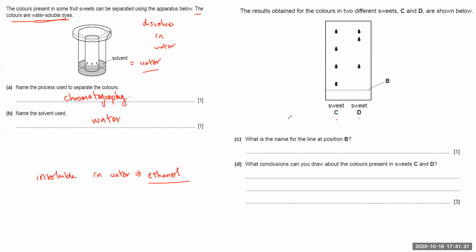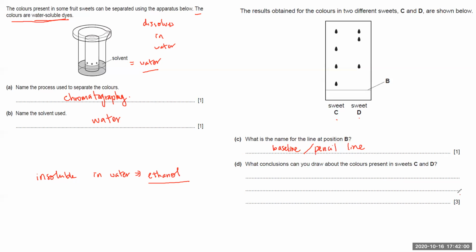Okay. So what is the name for the line at position B? This is called the baseline. Okay, this line here is called the baseline, or you can also call it the pencil line. So remember, this baseline must be drawn using a pencil, because if you do not, it will dissolve inside the solution.